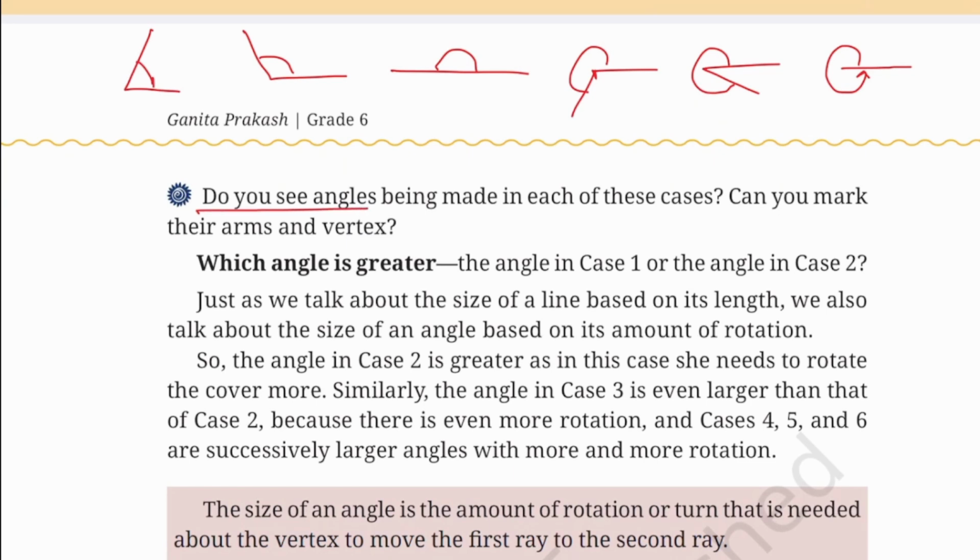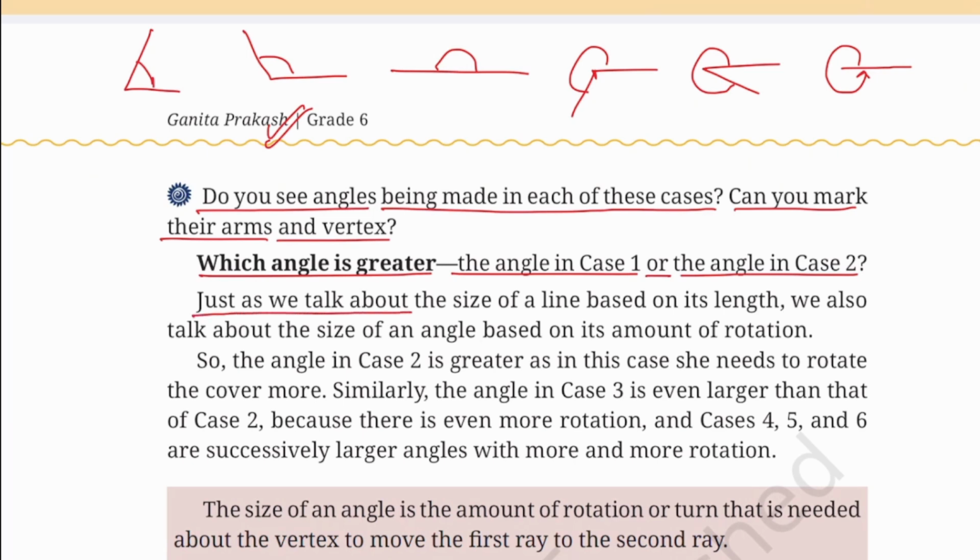Do you see angles being made in each of these cases? Can you mark their arms and vertex? Yes, this corner is the vertex and the cover is the arm. Which angle is greater? The angle in case 1 or the angle in case 2? You can see the angle in case 2 is greater.